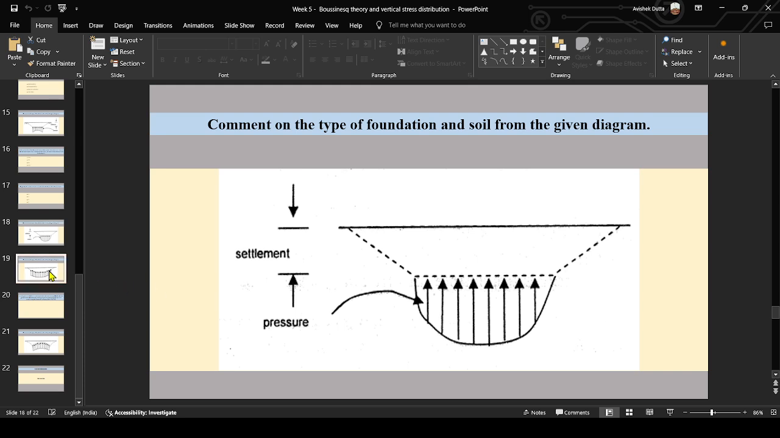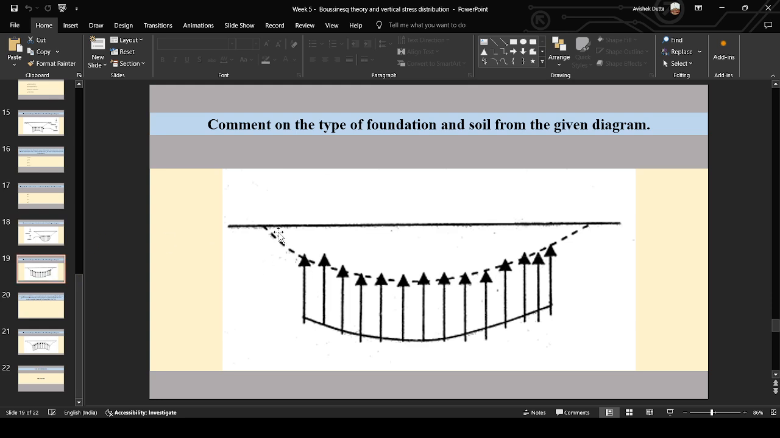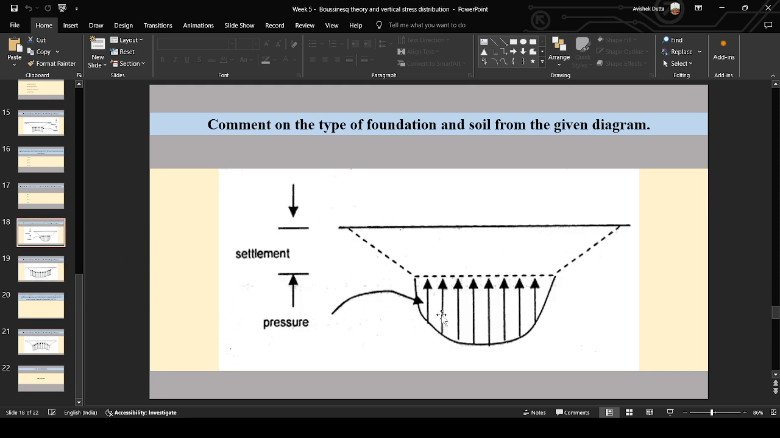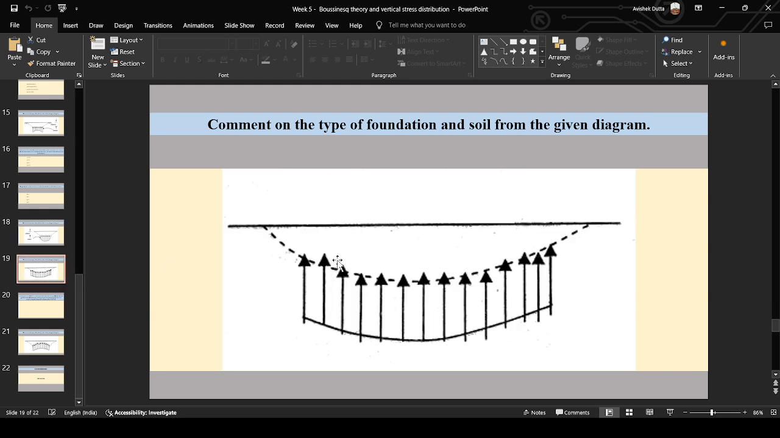Okay, next question. Again a similar question. Here also the upper part in the dotted lines is the settlement, and the lower part showing the arrows is the type of pressure distribution. So based on this, you have to comment on the type of foundation and the type of soil. In the previous diagram also you can see the arrows show the distribution of pressure, and above that is the settlement. Here also same thing, the white portion below the ground is the settlement, and the arrows show the pressure distribution. So you have to comment on the type of foundation and type of soil.